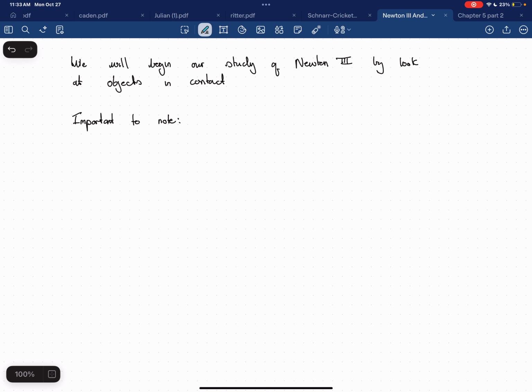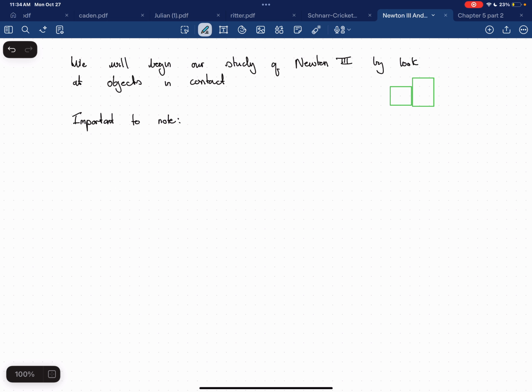So we will begin analyzing Newton 3 by looking at objects in contact. By objects in contact, I mean objects that are basically touching each other. So if I have a square like this, touching another square, they're in contact with each other.